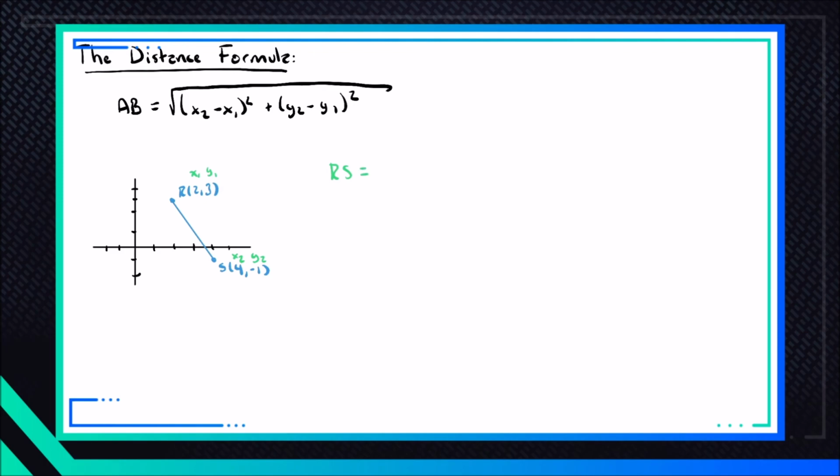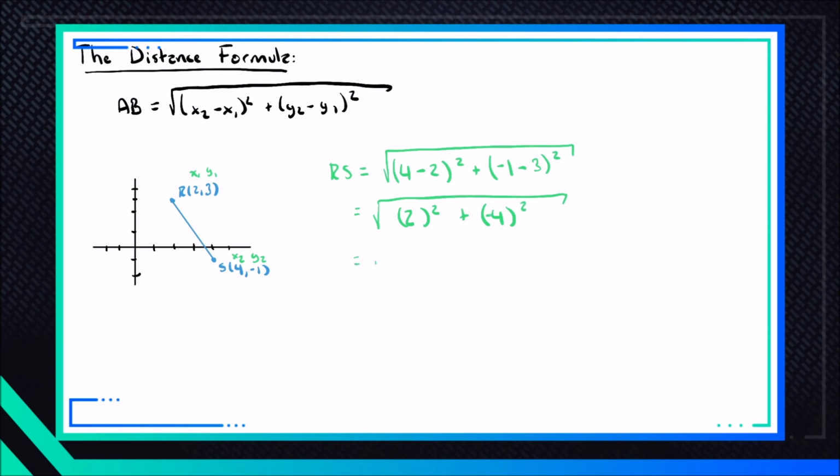So RS is going to be equal to the square root of x2, which is 4, minus x1, which is 2, and we're going to square that quantity, and then add to that y2, which is a negative 1, minus y1, which is a positive 3, and square that quantity. So 4 minus 2 is a 2, and we're going to square that. Negative 1 minus 3 is negative 4, and we're going to square that. 2 squared is 4. Negative 4 squared is positive 16. And so this is going to equal the square root of 20.